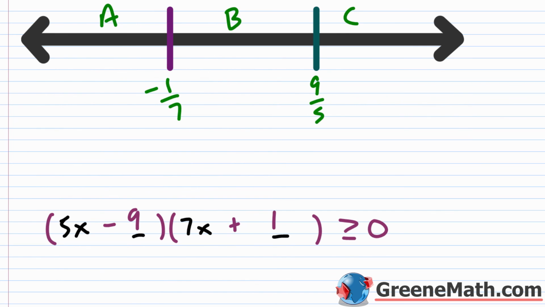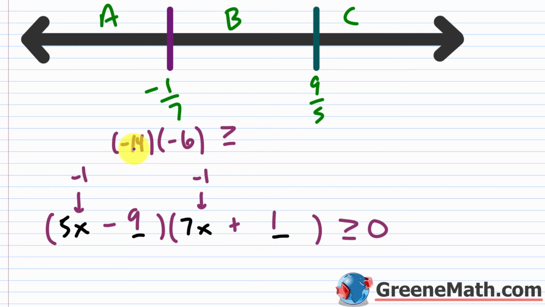So let's come back down. We know what we should expect. And we're just going to pick some values. So for A, let's pick negative 1. I think that's easy to work with. And plug that in there and there. So 5 times negative 1 is negative 5. And then you'd have minus 9. And so negative 5 minus 9 is going to be negative 14. So this would be negative 14. And then 7 times negative 1 is negative 7. And then negative 7 plus 1 is going to be negative 6.